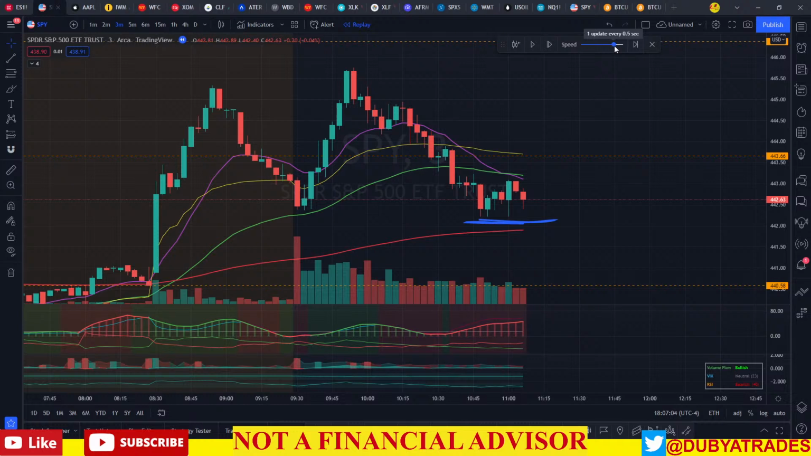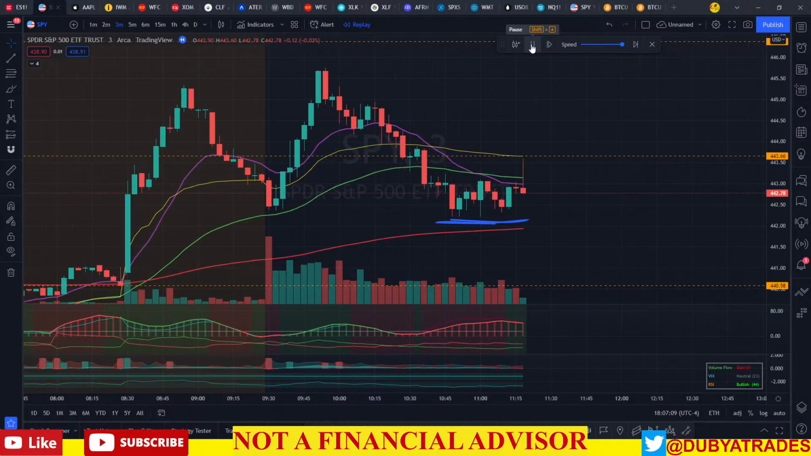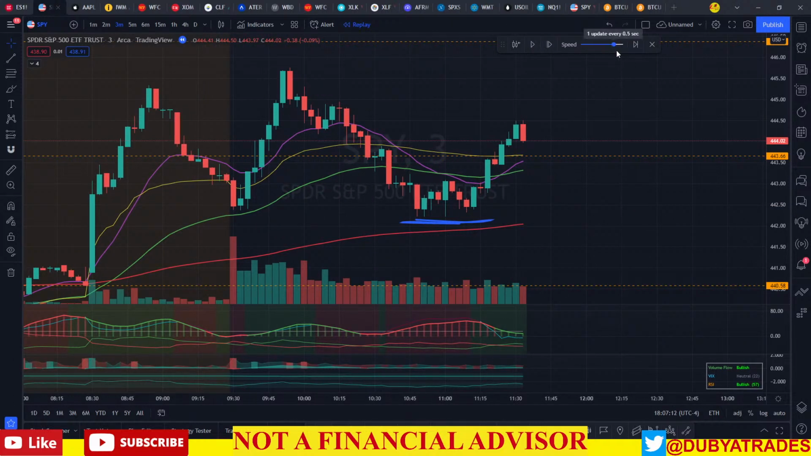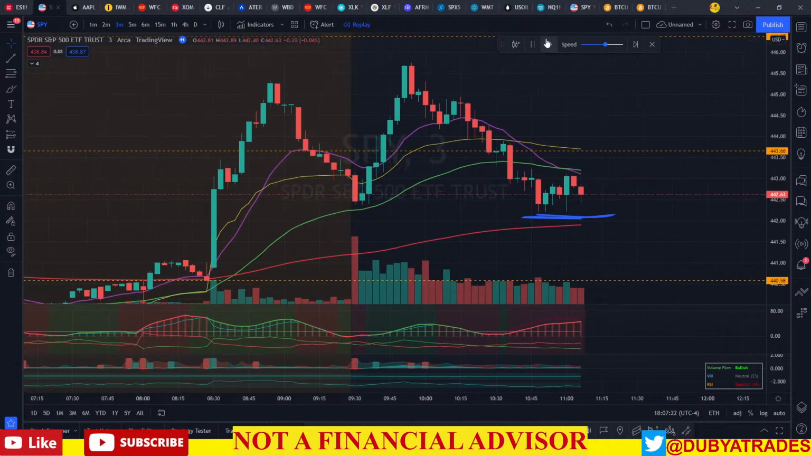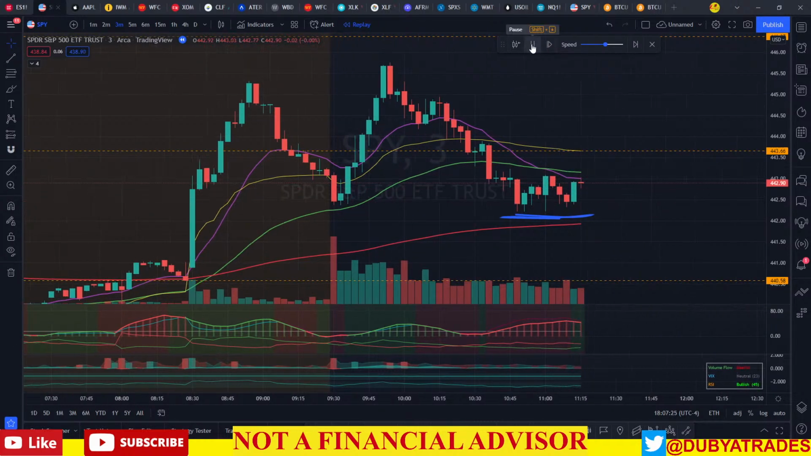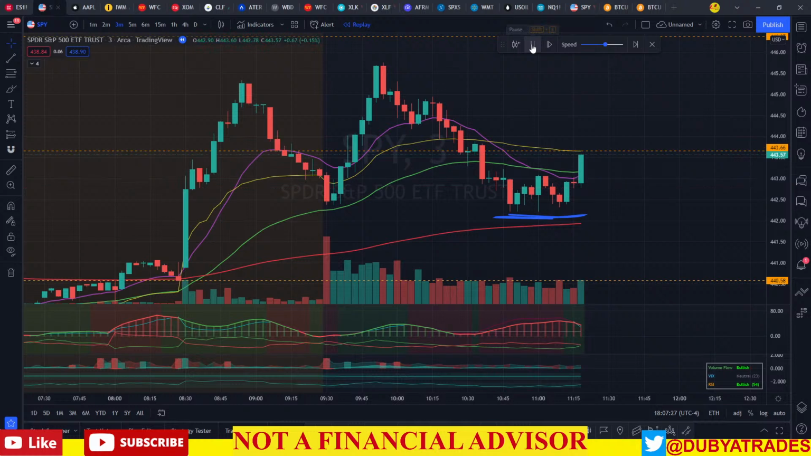Let's see, speed this up just a little bit. Oh, sorry about that, it's way too fast. Let's try this again. So right there at that moment, when it is popped back over this line right here, that's when it's confirmed a double bottom.